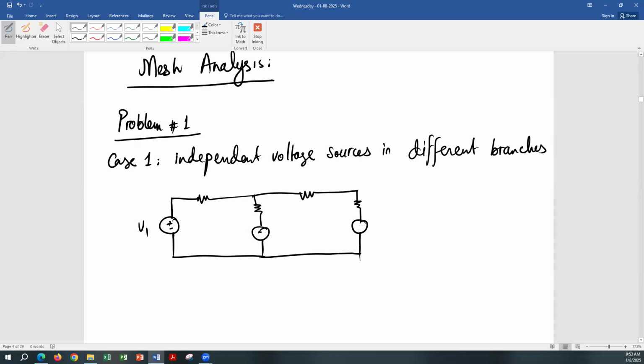V1, V2, V3, R1, R2, R3, R4, let's say this is 100 ohm, 500 ohm, 700 ohm, and 1 kilo ohm. 10 volt, let's say 22 volt, and 30 volt.